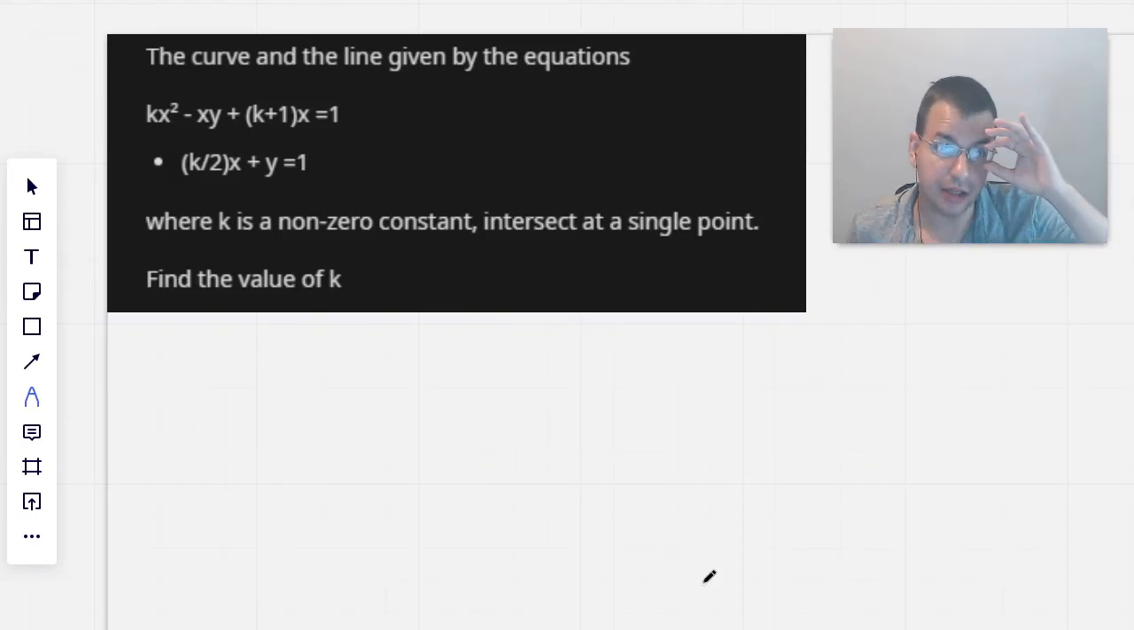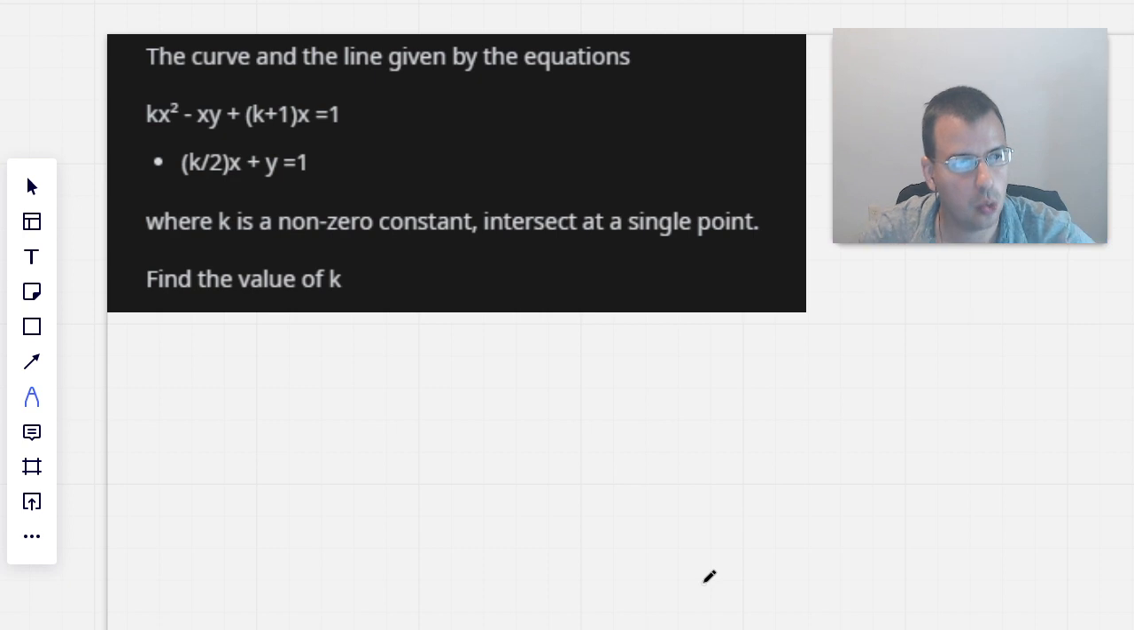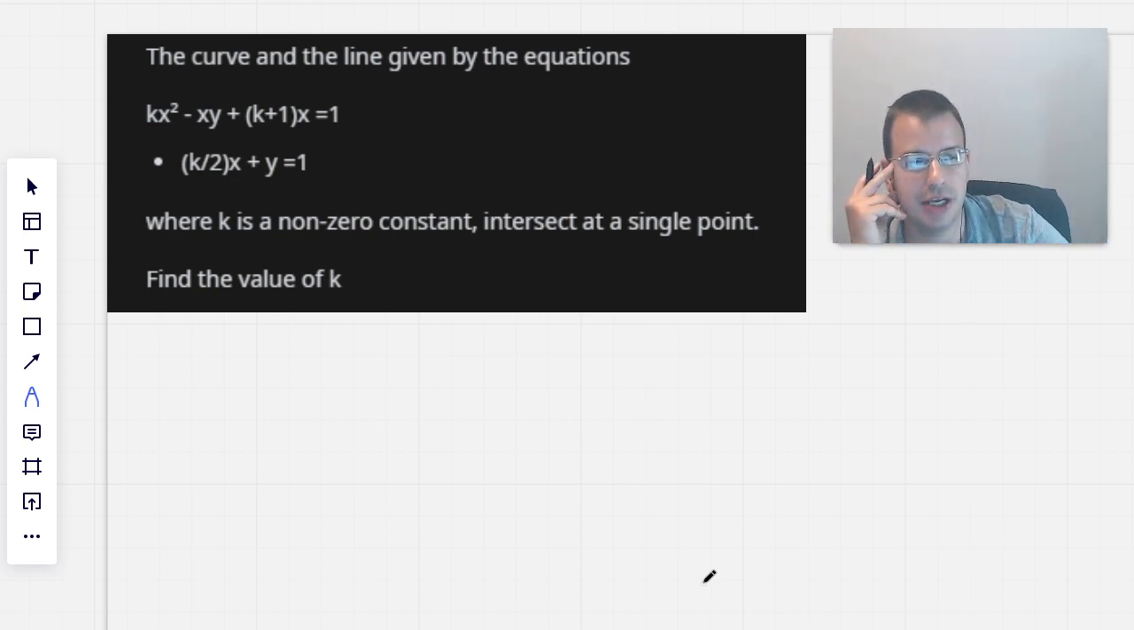So we have a curve and a line given by the two equations. We have x squared minus xy plus (k plus 1) times x equals 1, and k over 2 times x plus y also equals 1. We know that k is a non-zero constant and they intersect at a single point. So we have a parabola and a line intersecting at a single point. We want to find the value of k.